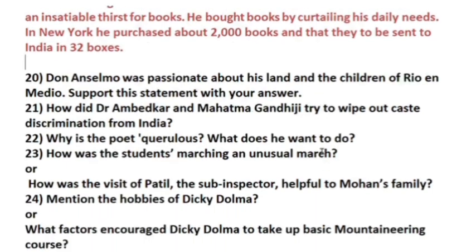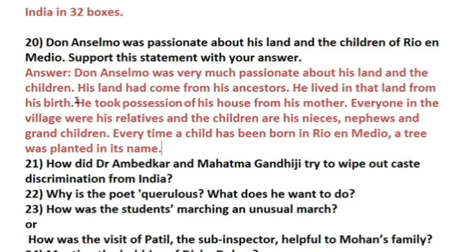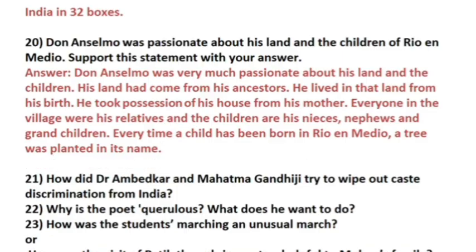Question number 20. Don Anselmo was passionate about his land and the children of Rio y Medio. Support this statement with your answer. Answer: Don Anselmo was very much passionate about his land and the children. His land had come from his ancestors. He lived in that land from his birth. He took possession of his house from his mother. Everyone in the village was his relative, and the children were his nieces, nephews, and grandchildren. Every time a child was born in Rio y Medio, a tree was planted in its name.